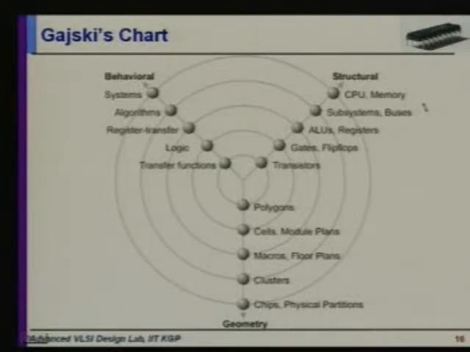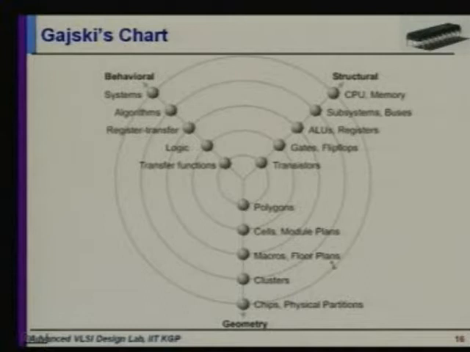Okay. On the structural side, what do you have at the systems level? You have the CPU, memory, etc. At the algorithms corresponding to that, you have the subsystems and buses. At the register transfer level, you have the registers, the ALUs and the combinational logic. At the logic level, you have only gates and flip-flops. And at the transfer function level, you have the transistors. So these transfer functions are actually the equations which, for example, a SPICE simulator would be using.